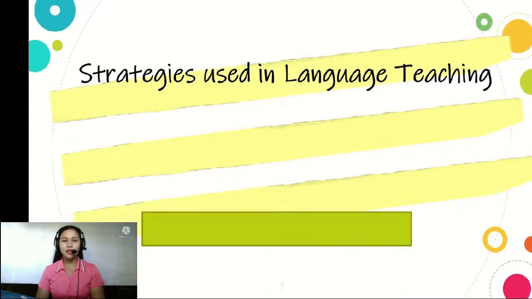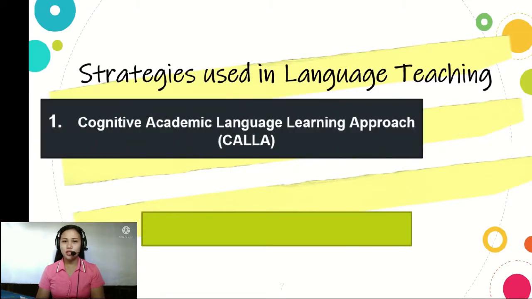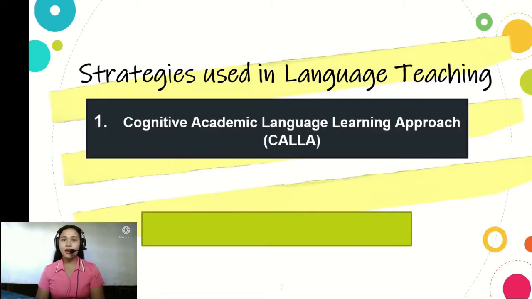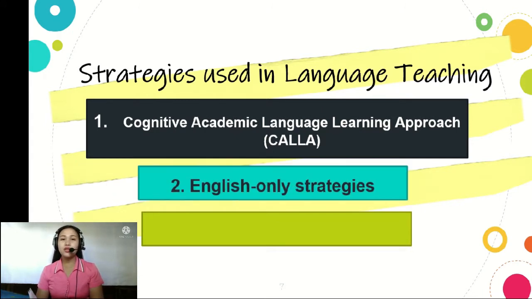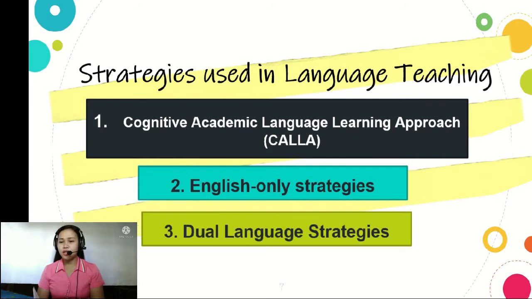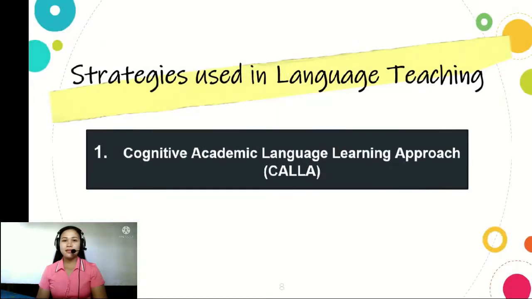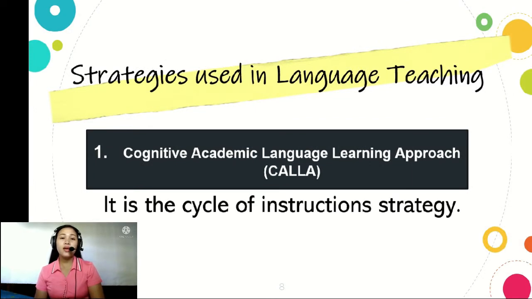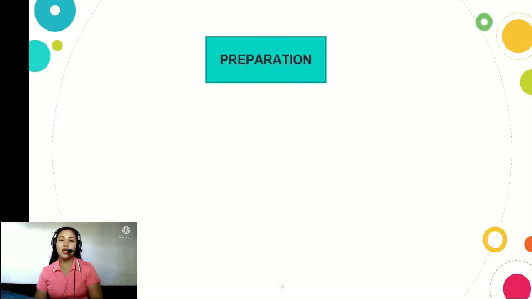Now I present to you the three main strategies in language teaching. We have the CALLA, or Cognitive Academic Language Learning Approach, English-only strategies, and Dual Language Strategies. And these strategies have specific strategies depending on their categories and the techniques used inside the classroom. The CALLA is a strategy used in language teaching with the cycle of instructions, and the cycle of instructions contains stages.